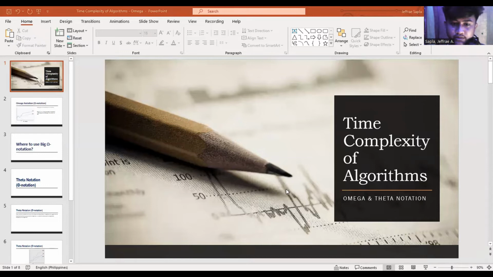Good day, everyone. My name is Jeffrey Avasapla from BSCS 3A. This report is about the time complexity of algorithms for the omega notation. Omega notation represents the lower bound of the running time of an algorithm. Thus, it provides the best complexity of an algorithm.